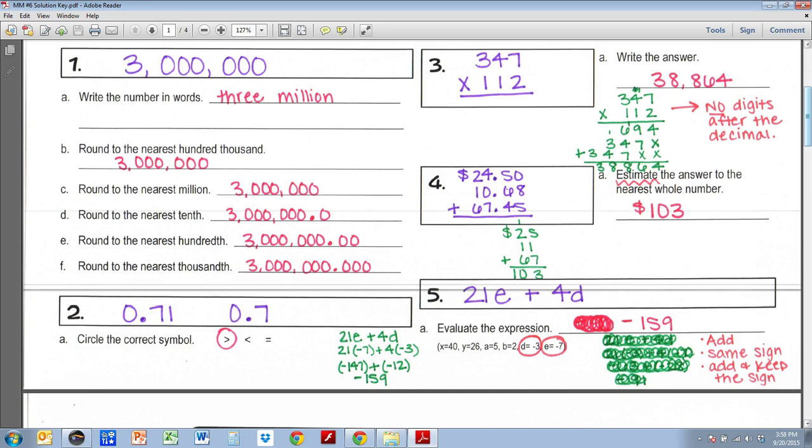And since we have no digits after the decimal point in our problem, we have no digits after the decimal point in our answer either. So our product is 38,864.